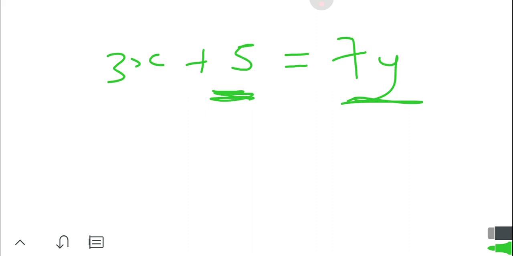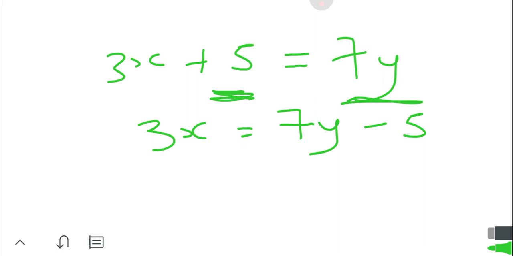And put it in your head that any time a value crosses the equal sign, it gets negated. So if the value is positive, it becomes negative, and if the value is negative, it becomes positive. So we take 5, we cross it to the other side. So we have 3x is equal to 7y, and 5 becomes negative 5.